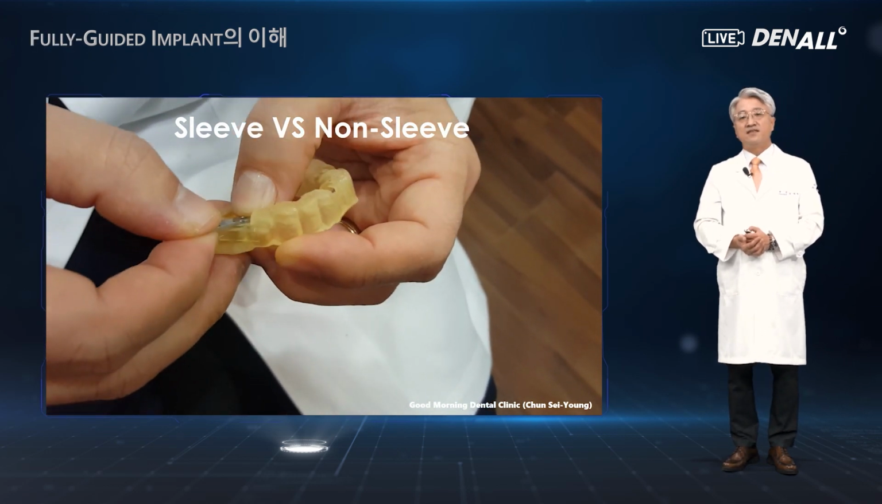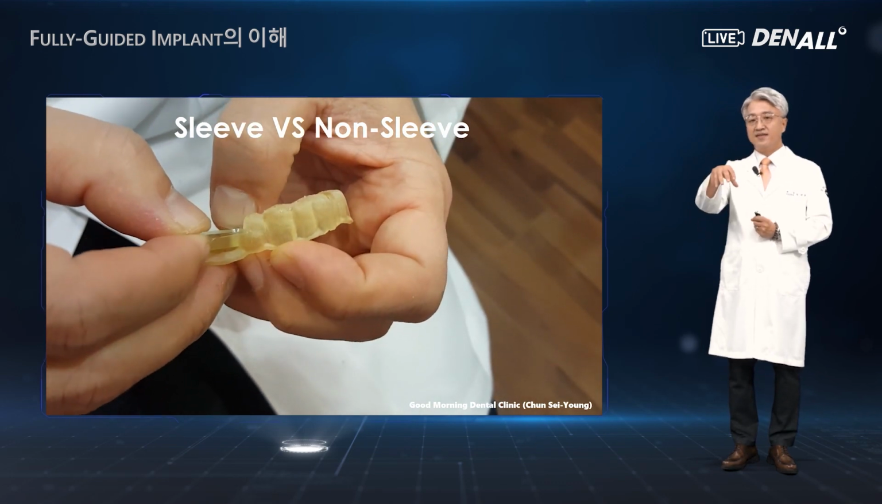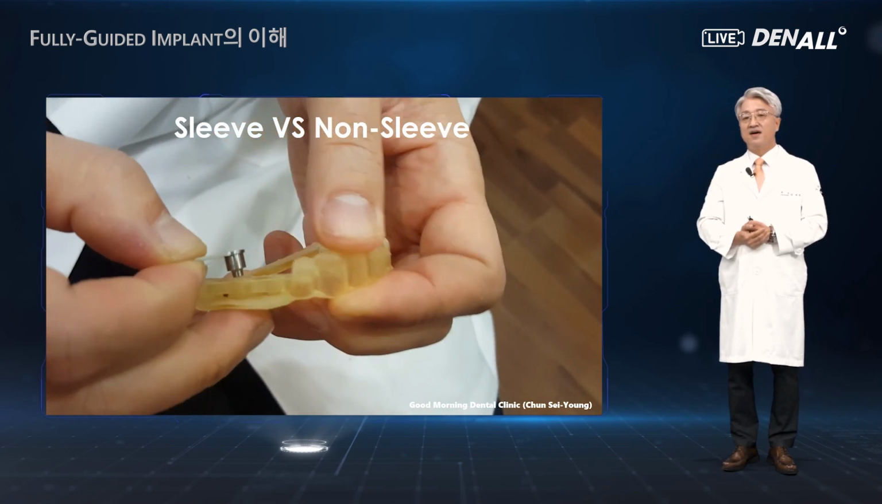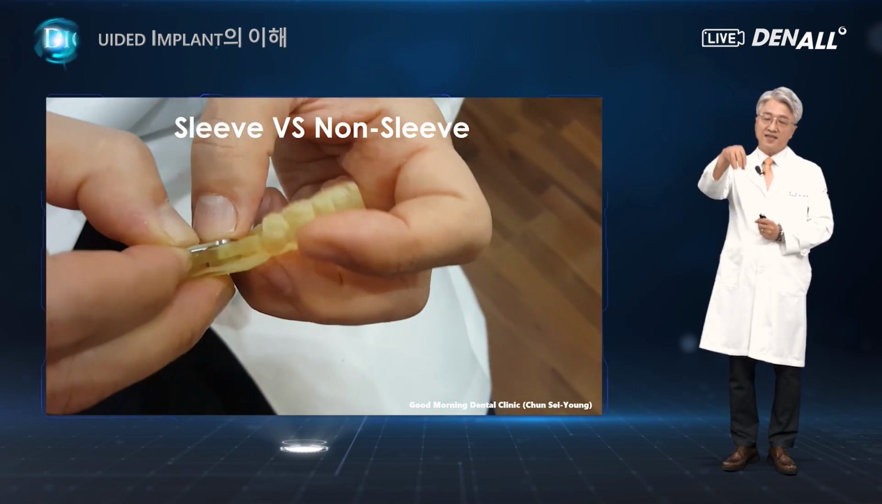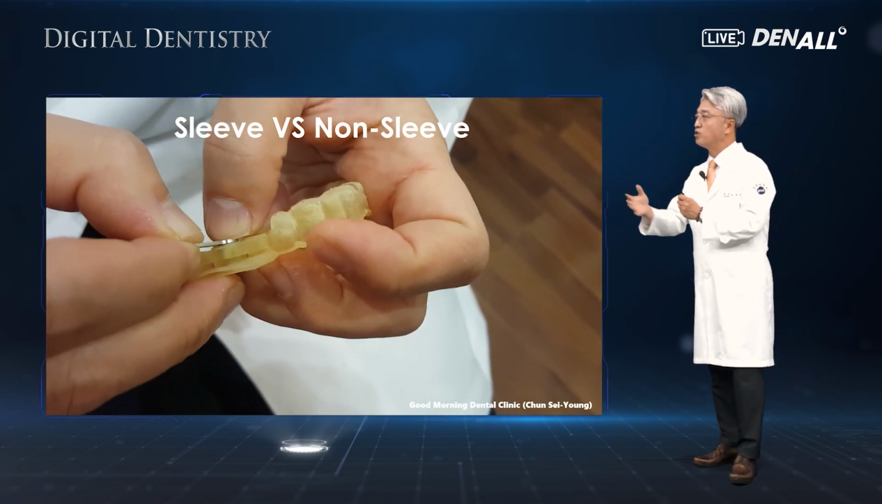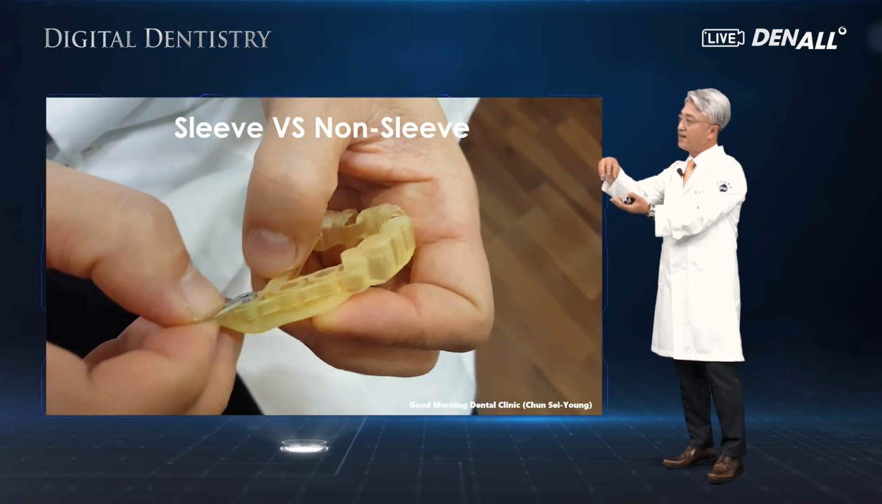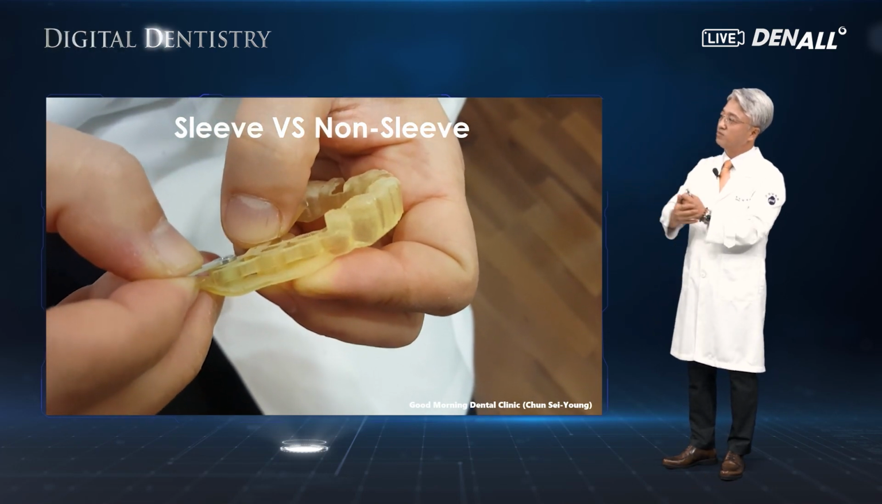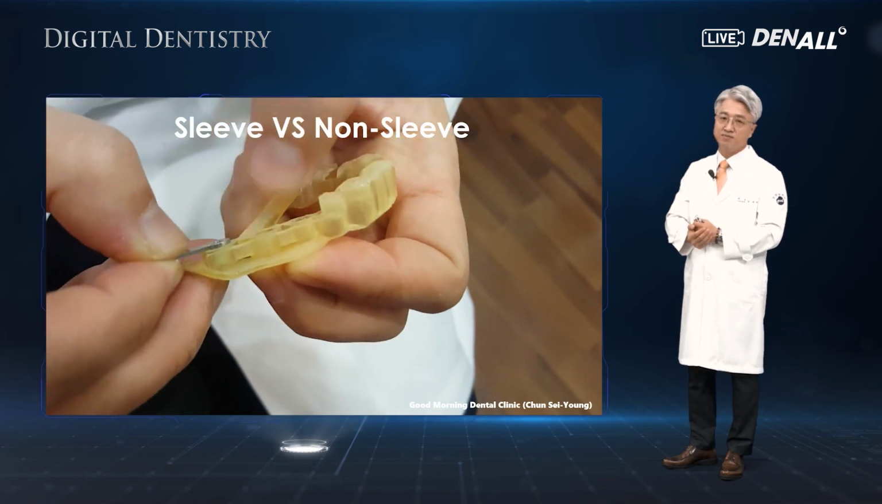For the full-guided design, I have used guides with a sleeve or sleeveless guides for precision. This is a guide with a sleeve that I used in a hospital before. It was printed and adjusted. If you look at the metal sleeve and the guide resin portion, as you can see, the gaps and offsets of each hole is different.